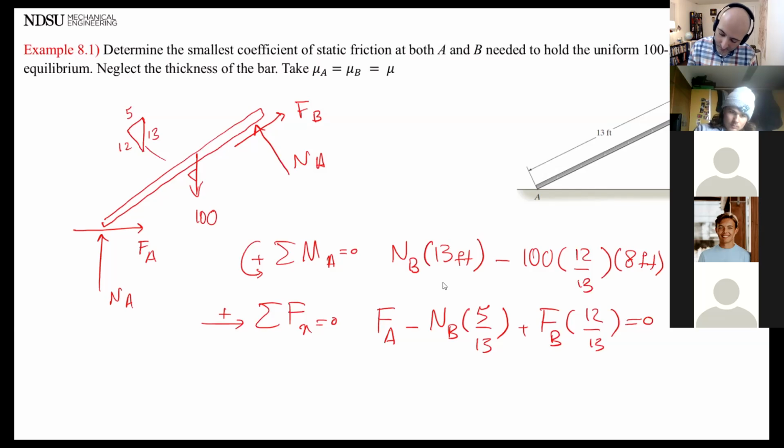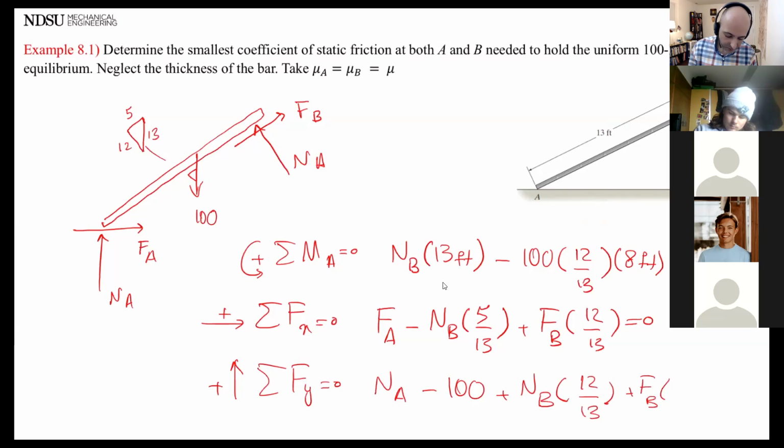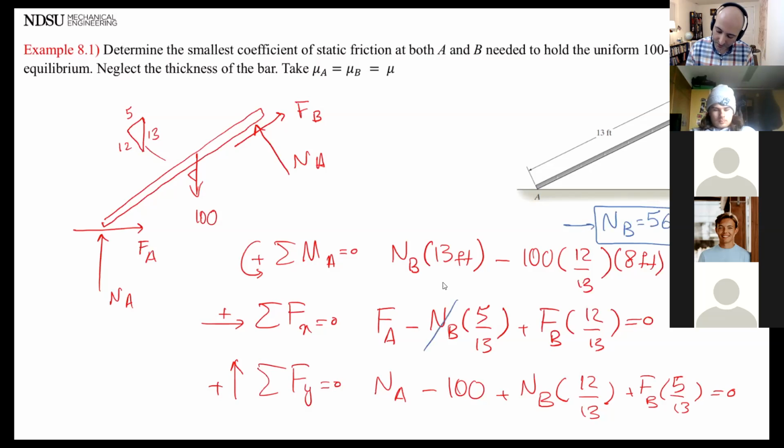Okay. And the last equation I have for now, at least, is going to be NA minus 100, minus NB times 12 over 13, minus FB times 5 over 13 equals 0. Okay. I can find NB right away from this first equation. It gives NB of 56.8 pounds. Okay, so 56.8.